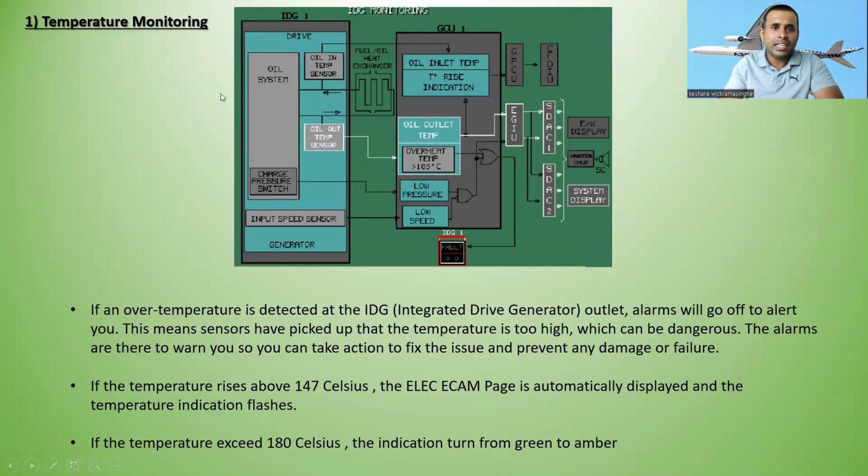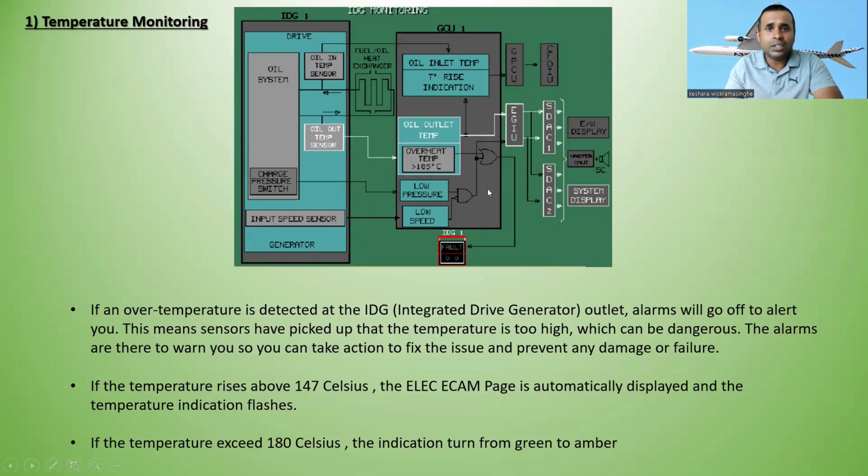You can see here the IDG and the oil system. Here is the oil in temperature sensor, and here is the oil out temperature sensor. Here is the charge pressure switch, which we will discuss later, and the input speed sensor, along with all these components including the generator. Then here you can see the fuel oil heat exchanger.